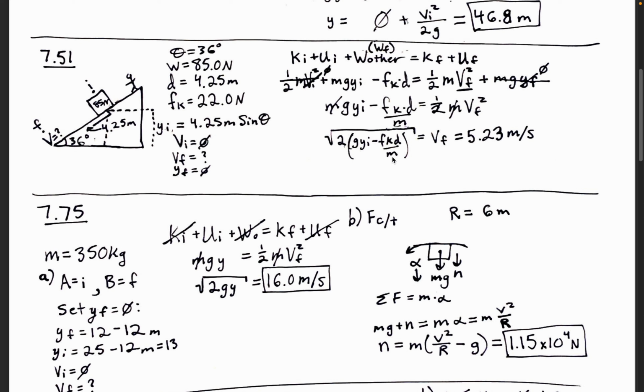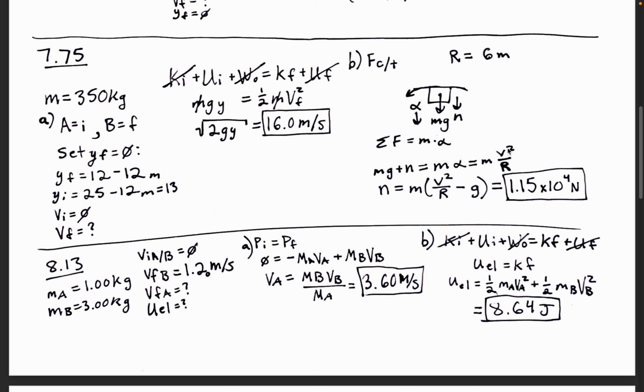And this part is divided by the mass, which of course we can find by dividing 85 by gravity, and that will give you the mass, remembering that weight is mass times gravity. Take that and you get 5.23.